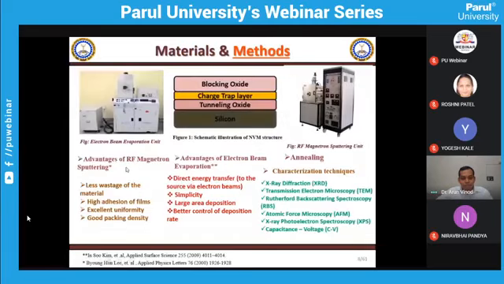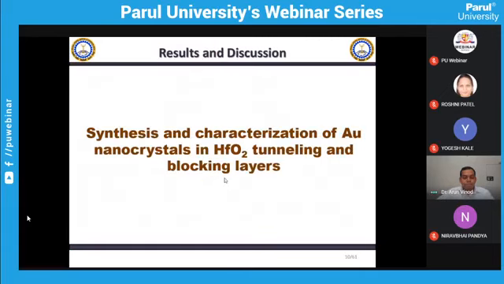different physical vapor deposition techniques. And we have characterized the samples with X-ray diffraction, TEM, transmission electron microscopy, Rutherford backscattering spectroscopy, atomic force microscopy, X-ray photoelectron spectroscopy for compositional studies, and capacitance-voltage to understand whether the stack structure shows non-volatile behavior. So we are going to discuss first hafnium oxide tunneling and blocking layers with gold nanocrystals embedded.